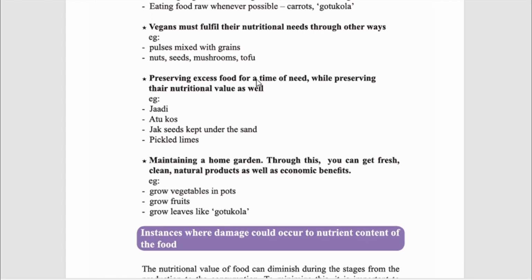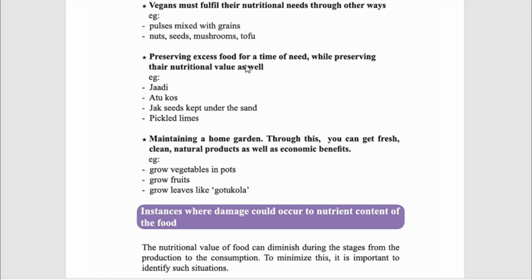That one also very important. So vegans must fulfill their nutritional needs through other ways like pulses mixed with grains. If they are vegetarians, if they don't like to eat fish, chicken, and those kind of flesh items, instead of that they can use grains, nuts, seeds, mushroom, tofu.